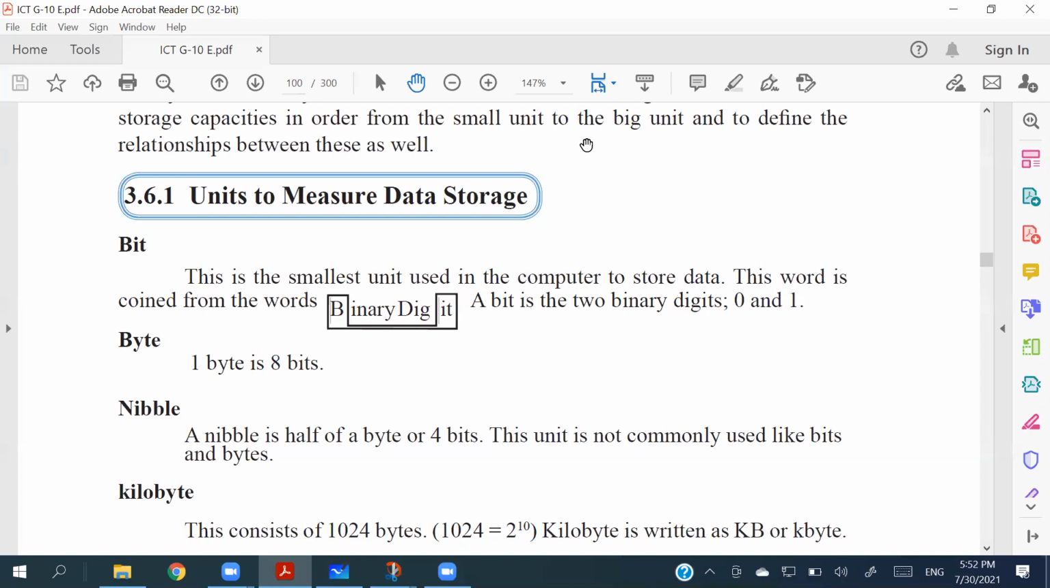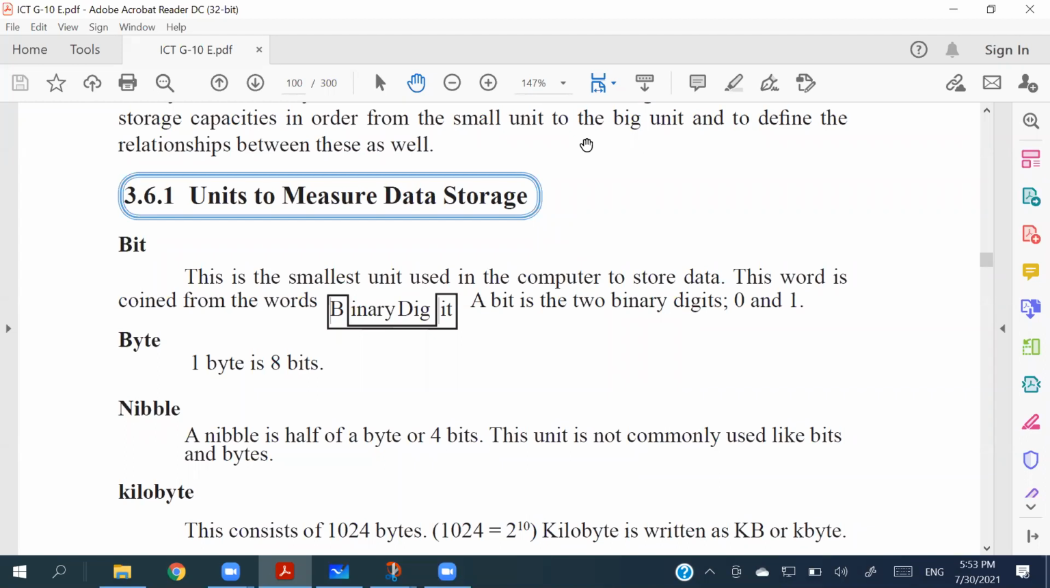Then when it comes to bytes, nibbles, kilobytes, megabytes and gigabytes, there are some relationships between them. A byte is made out of 8 bits. When 8 bits are taken together, we call it a byte. There is also a unit called a nibble, which we don't use very much, but it's better to know about it for exam purposes. When we collect 4 bits together, we call it a nibble.